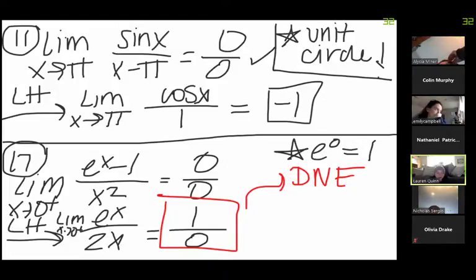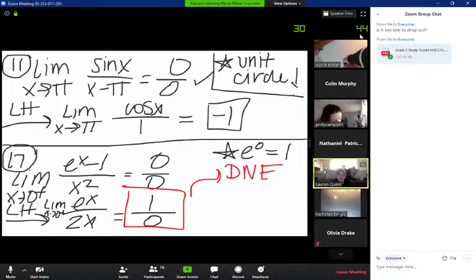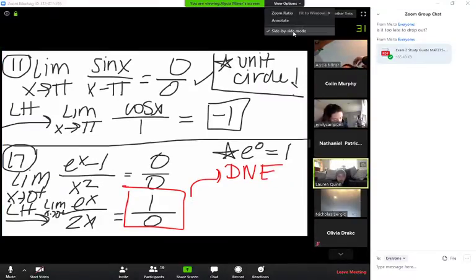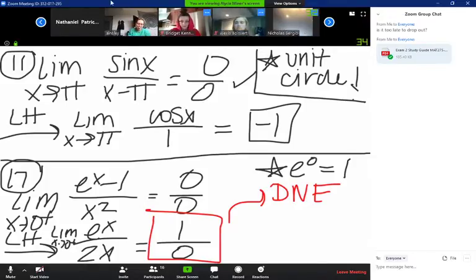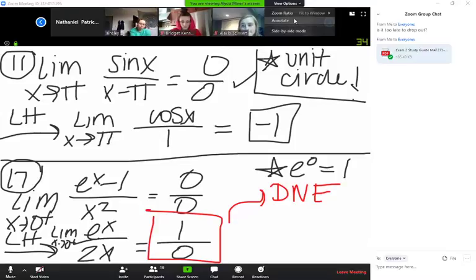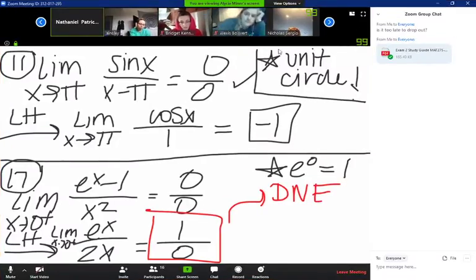Couldn't you take the derivative one more time and then the limit would be 1/2? You could, but the problem is in order to take L'Hopital, you have to be in the 0 over 0 form. Right. Yes, that's a good question, though. I'm pretty sure you have to be in that form.